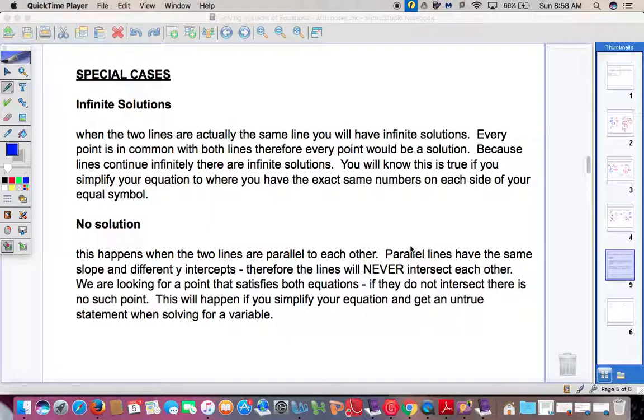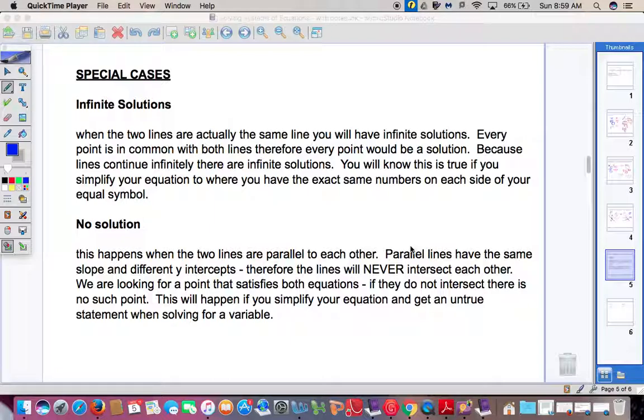You're going to know this is true if you simplify your equation and you have the exact same numbers on each side of your equal symbol. Now, that's when you're actually solving, not when you're checking. You should always get the same numbers on each side of your equal sign when you're checking. But when you're actually solving, if you simplify it all the way down and you get 2 equals 2, or x equals x, or 8x equals 8x, then there's not much you can do other than just know that you're going to have infinite solutions.